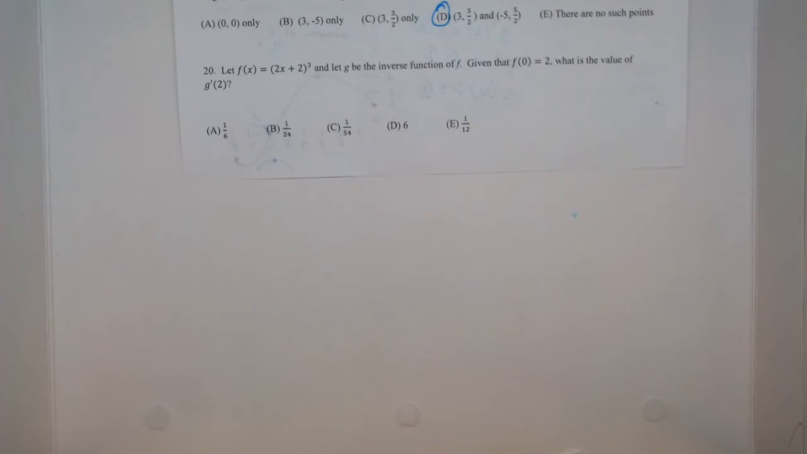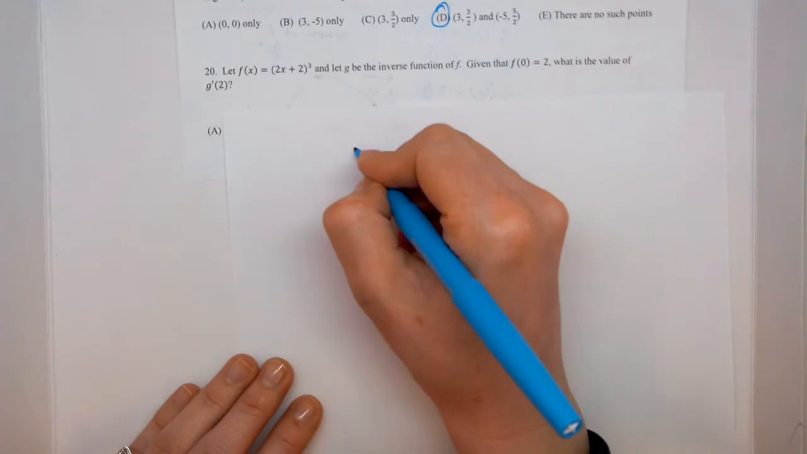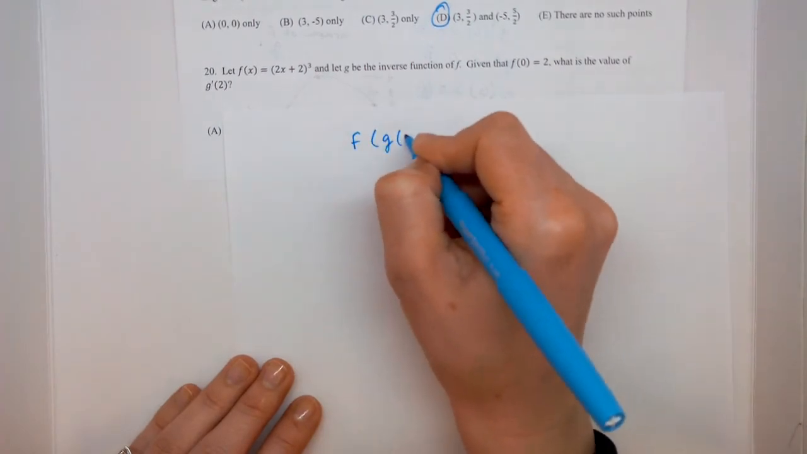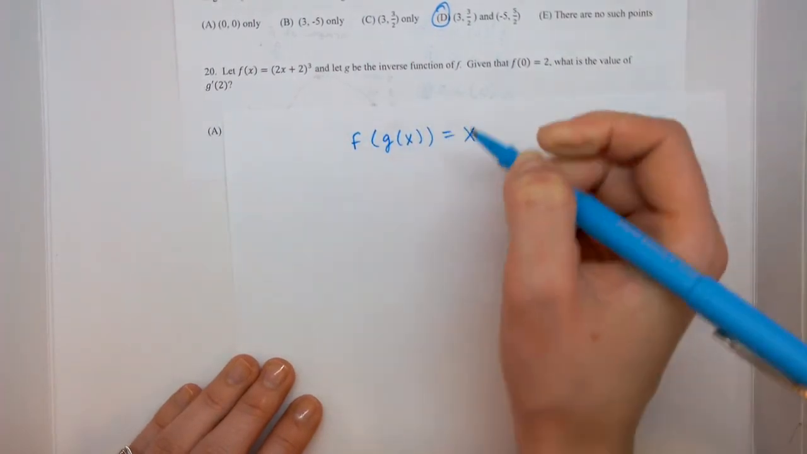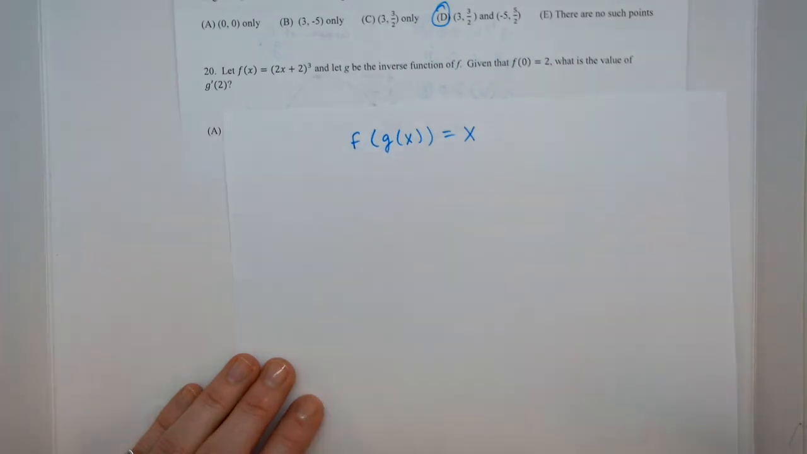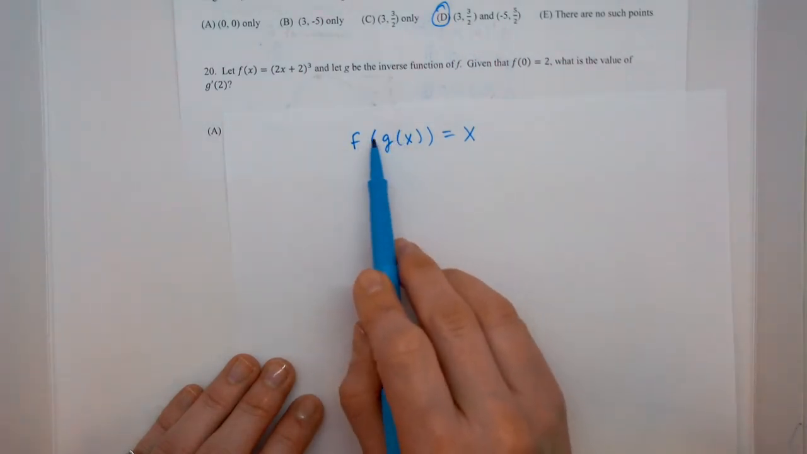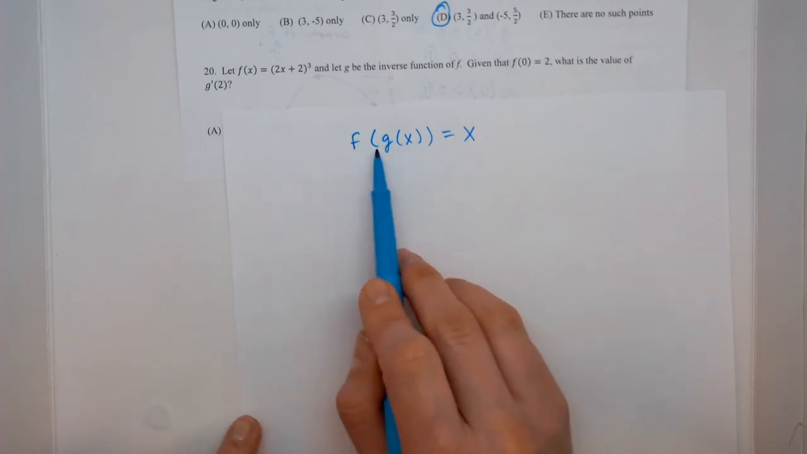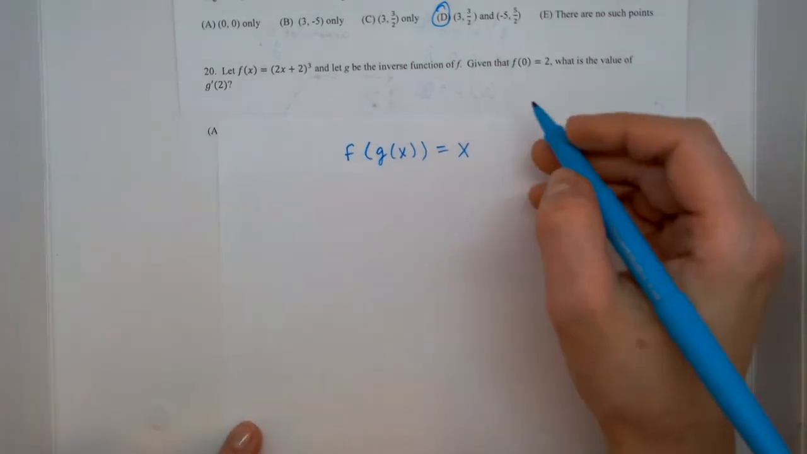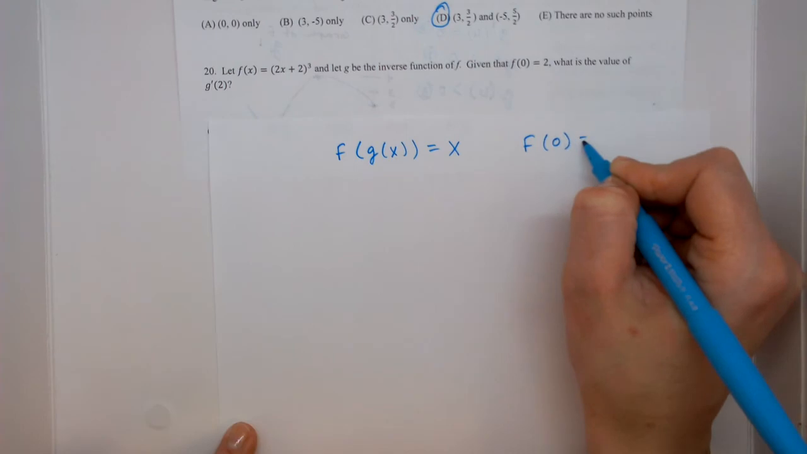Okay, last one. Let f of x equal 2x plus 2 cubed, and let g be the inverse function of f. Okay, for this one you need to remember the rule that f of g of x equals x if f and g are inverses. Okay, so if f and g are inverses, then the composite f of g or g of f is equal to x. Okay, we also know that f of 0 is equal to 2.